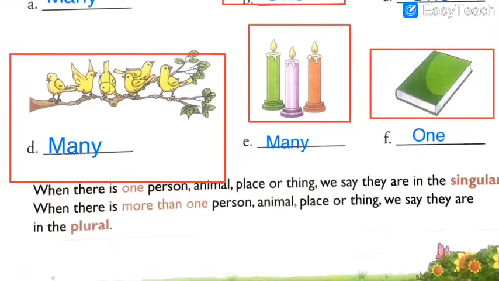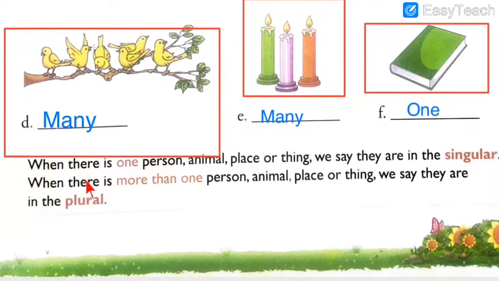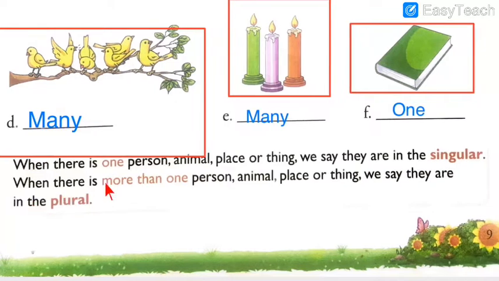Now let us read the instruction written here. When there is one person, animal, place or thing, we say they are in the singular. When there is more than one person, animal, place or thing, we say they are in the plural. So children, it is very simple. If one person, animal, place or thing, then we say singular. If more than one person, place, animal or thing, we say plural.